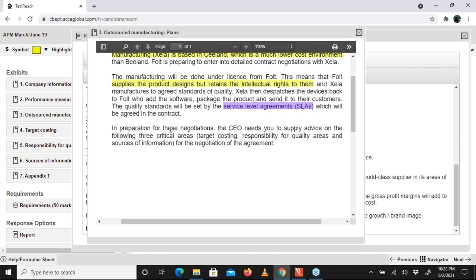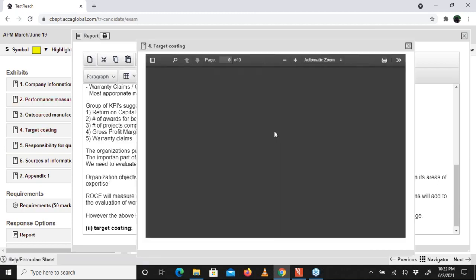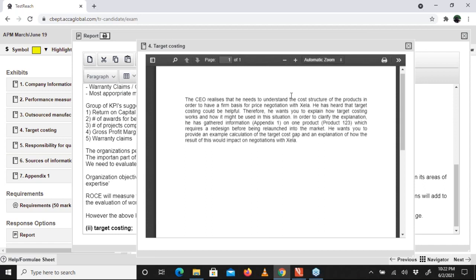In preparation for these negotiations, the Chief Executive Officer needs you to supply advice on the following three critical areas: target costing, responsibility for quality areas and information for the negotiation of the agreement. So that is what the CEO wants us to tell him. Now, what is the first thing with respect to target costing? Let's just read.